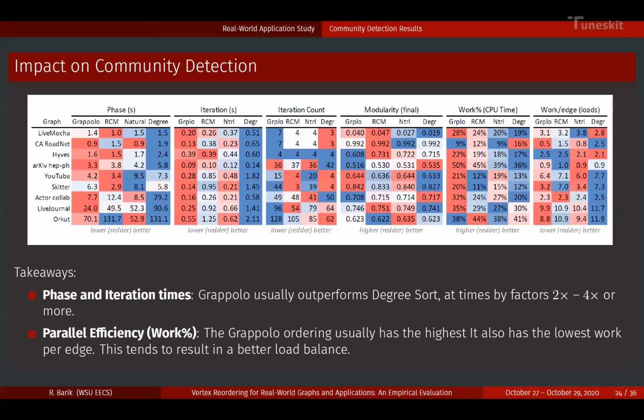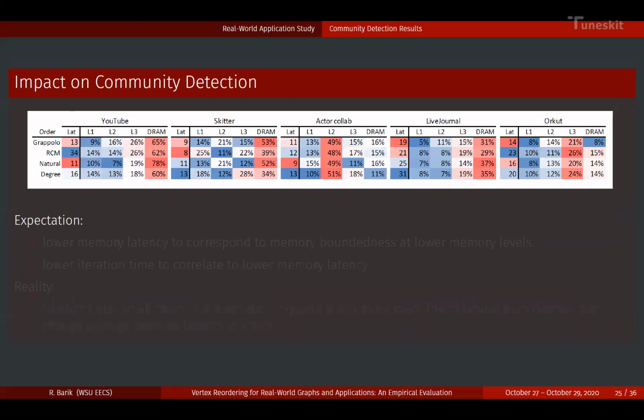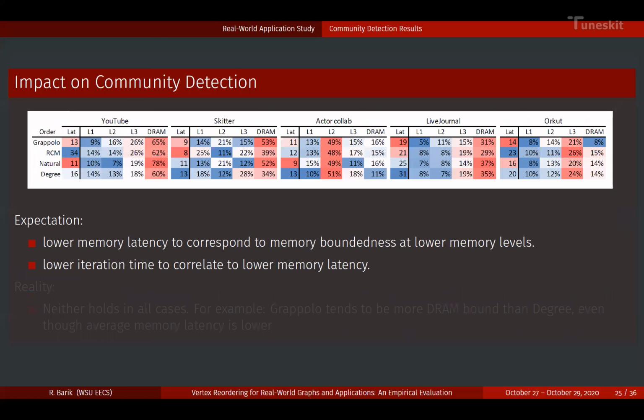As far as parallel efficiency is concerned, Grappolo ordering usually has the highest, while also having the lowest work per edge, which is indicative of better load balancing. Now, while looking at memory latency and boundedness, we go in with the expectation that the lower memory latency should correspond to boundedness at lower cache levels, and lower iteration time should correlate to lower memory latency. But that's not the case.